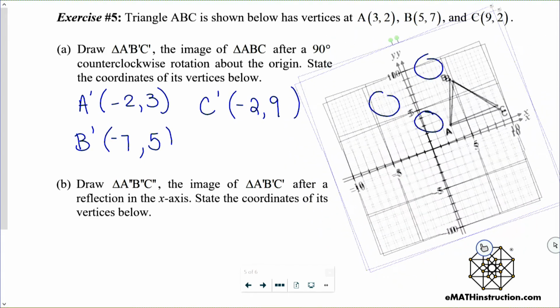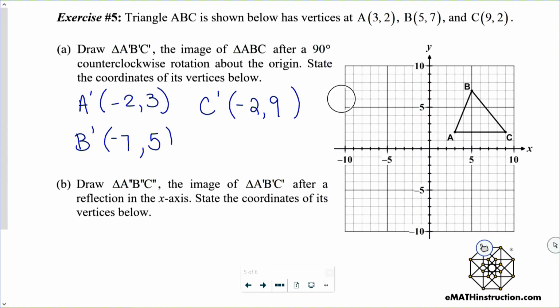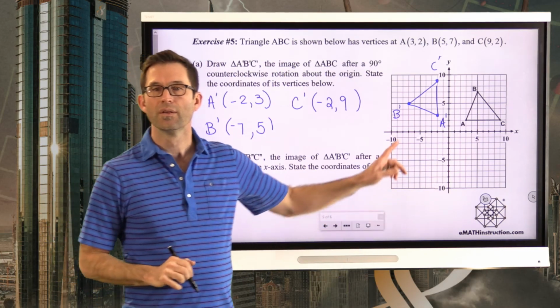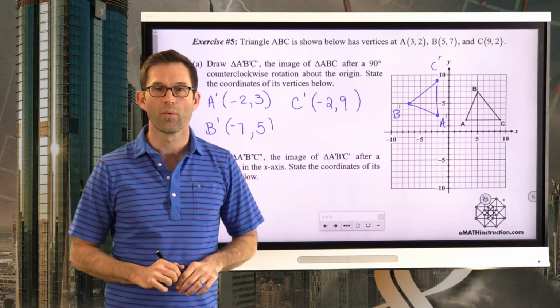Now once I have those, then I just rotate my figure back. I erase all this random circling, and I get (-2, 3). That's going to be my A'. B', (-7, 5). And C', (-2, 9). And connect them with straight line segments. And there we have it, right? So A'B'C' is the rotation of ABC 90 degrees counterclockwise.